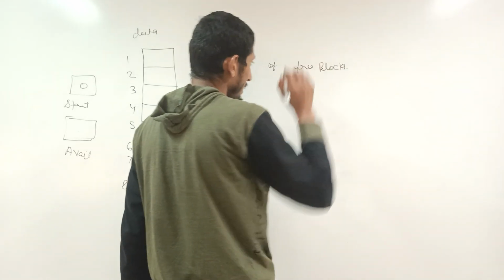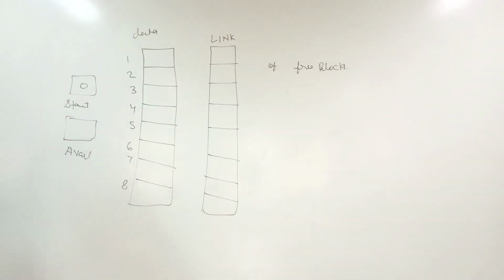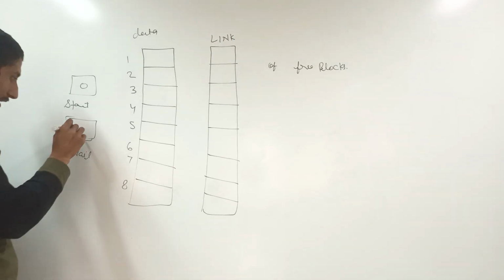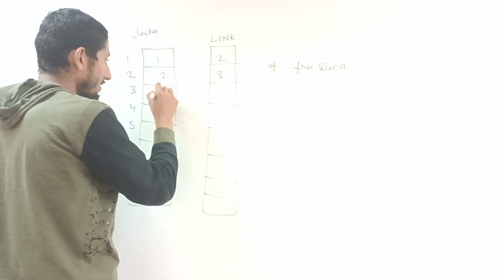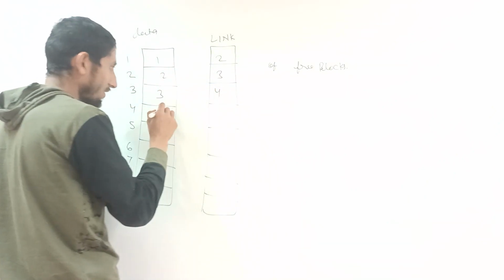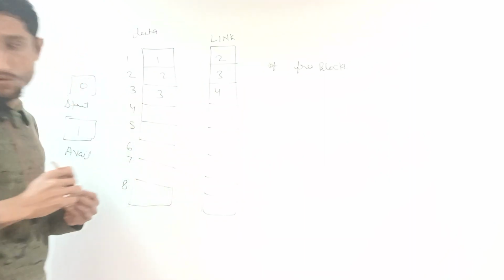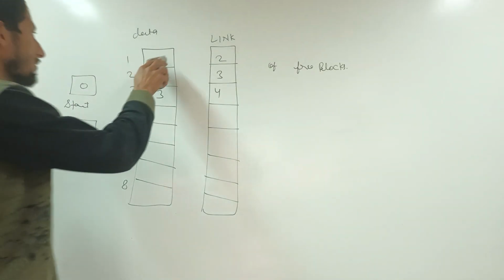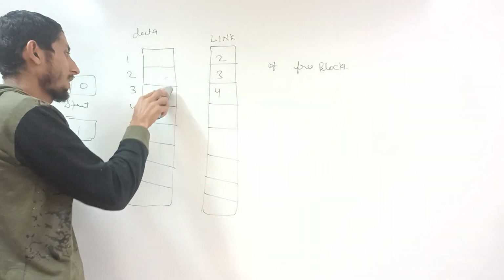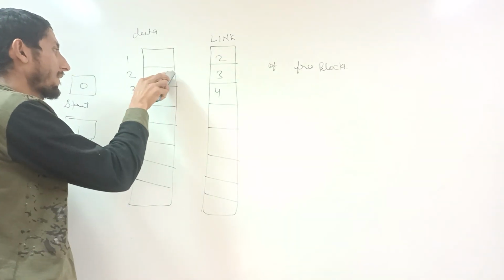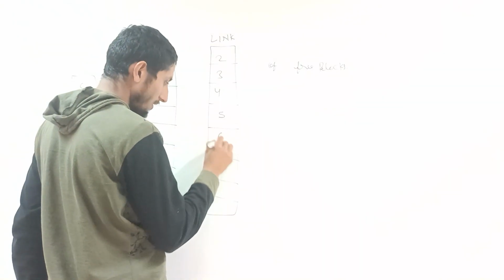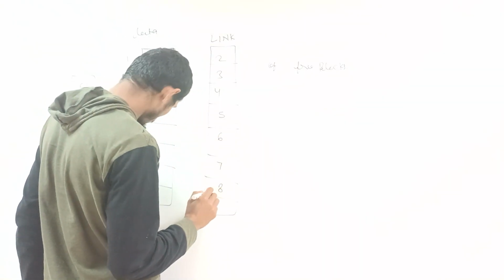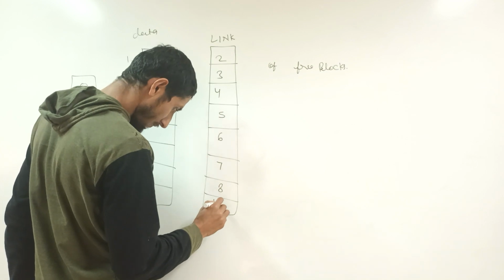Similar to how start contains a list of data, avail contains the list of free blocks. Till now it points to 1. Let me explain first. Oh, sorry for this, let me rub this one. Yeah, like this: 2, 3, 4, 5, 6, 7, 8, and none.